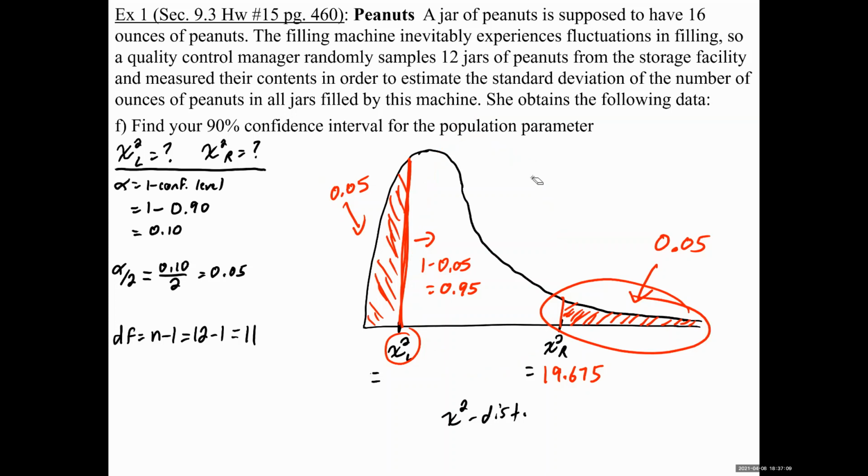Okay, so you have to do one extra little step when you're trying to find chi-square left. Because for chi-square left, you know the area to the left of it, I need to know the area to the right. Because that's the way the chi-square table is. You need to know the area to the right in order to look up something. So the area to the right is 0.95, so you can look for 0.95 and degrees of freedom 11 on the table. Let's go back to the table.